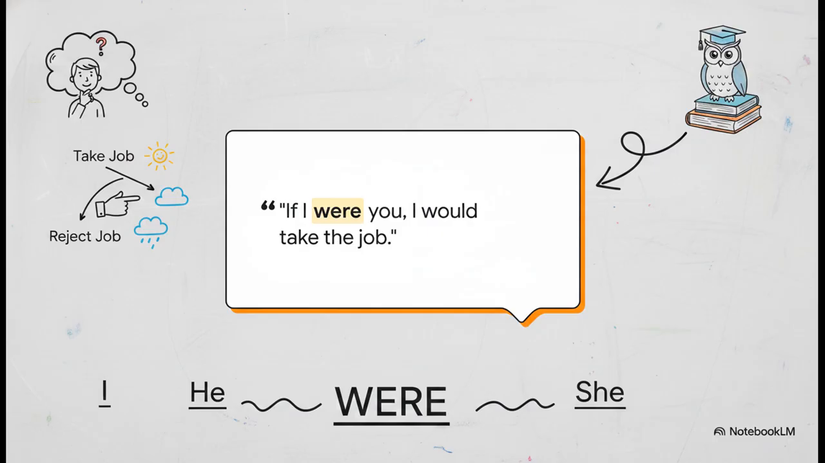I'm sure you've heard this phrase a million times. It's the classic way to give advice. Now, the key grammatical point here is using were for all subjects. I, he, she, you, all of them. This is a little leftover piece of the English subjunctive mood. Now, you might hear people say if I was you in casual chat, but for formal correct English, were is the word that signals this is a purely hypothetical, contrary to fact situation.